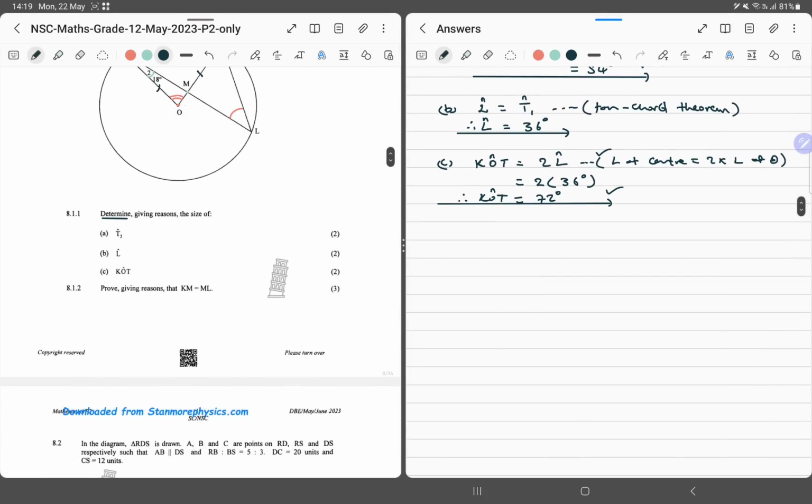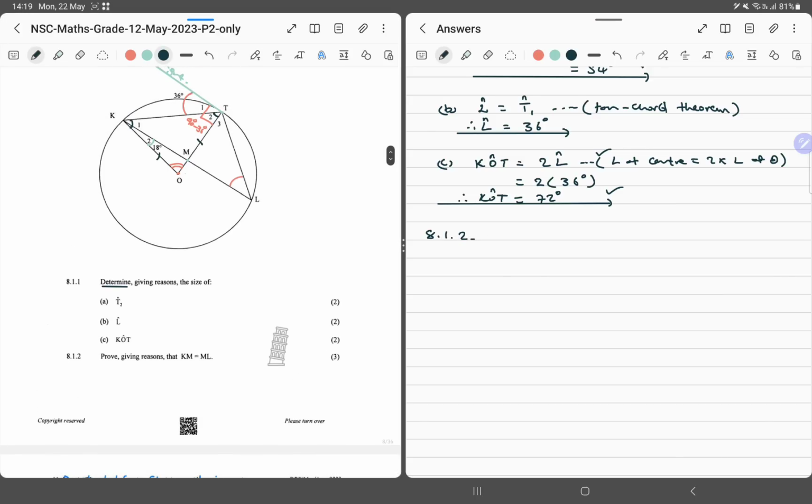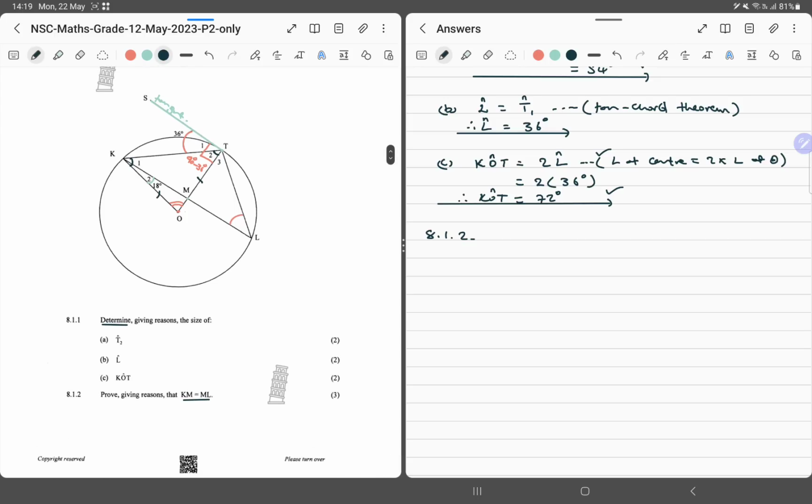Usually this part of Euclidean geometry is a warm-up. It never is that difficult, so you just take all the marks for this part. Now it says prove, giving reasons, that KM is equal to ML. So we want this side to be equal to the one on the other side. Now, how can that be possible?